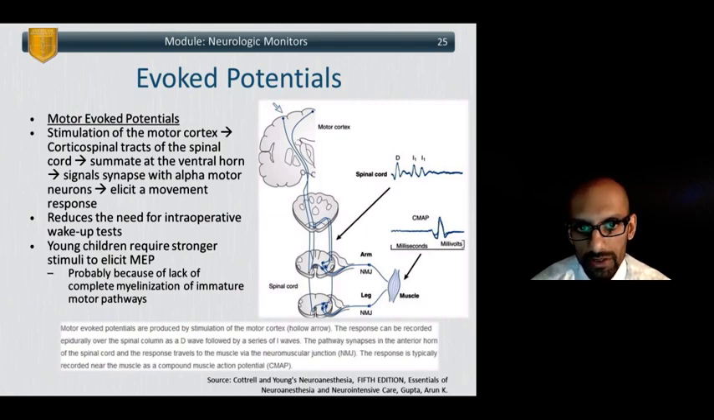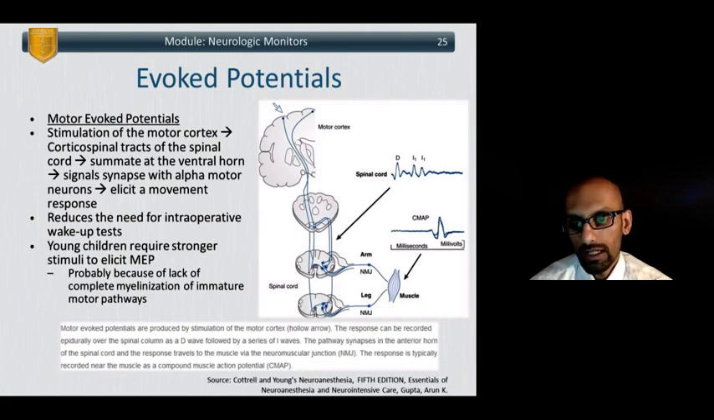Motor evoked potentials, you stimulate the motor cortex and the corticospinal tracts of the spinal cord, relay these signals all the way down to the motor endplate and elicit a movement. So this is essentially the mother of all twitch monitors, okay? And they have to use an extraordinary amount of voltage on the scalp to get this to respond, okay? So this helps reduce the need for intraoperative wake-up tests to test muscular function. Children require stronger stimuli to elicit this motor evoked response.